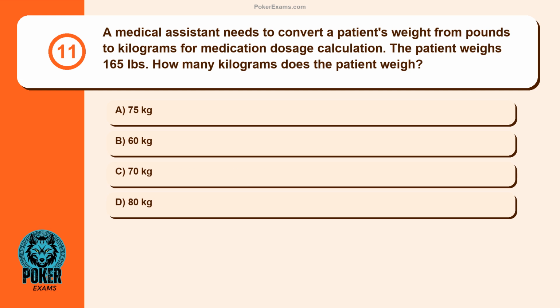Question 11. A medical assistant needs to convert a patient's weight from pounds to kilograms for medication dosage calculation. The patient weighs 165 pounds. How many kilograms does the patient weigh? 75 kilograms, 60 kilograms, 70 kilograms, 80 kilograms.